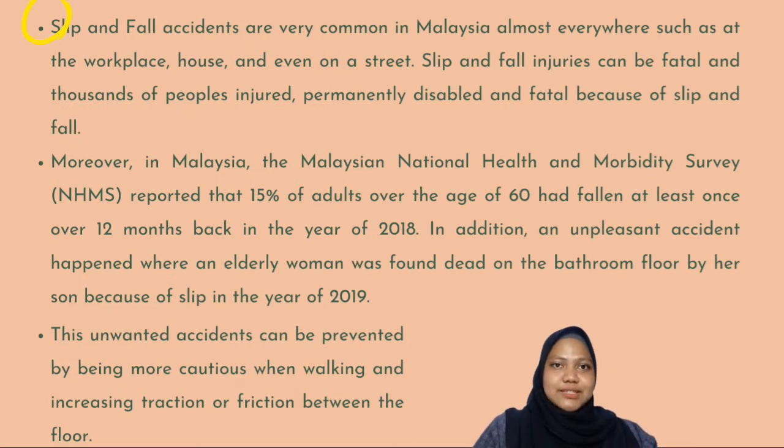Slip and fall accidents are very common in Malaysia, almost everywhere, such as at the workplace, house, and even on the street. Slip and fall injuries can be fatal, and thousands of people are injured, permanently disabled, or killed because of slips and falls. Moreover, the Malaysian National Health and Morbidity Survey reported that 15% of adults over the age of 60 had fallen at least once over 12 months back in the year 2018. So, this unwanted accident can be prevented by being more cautious when walking and increasing traction or friction between the shoe and the floor.